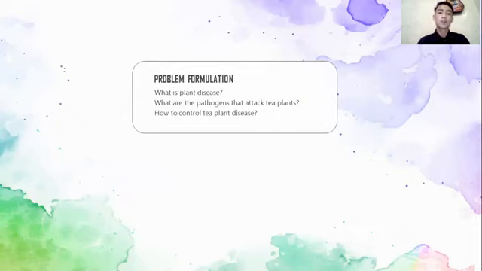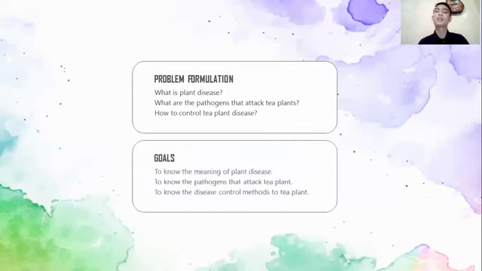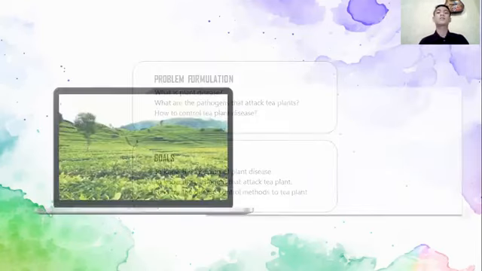Next is problem formulation. There is: what is plant disease, what are the pathogens that attack tea plants, and how to control tea plant disease. And the goals are to know the meaning of plant disease, to know the pathogens that attack the plant, and to know the disease control methods for the plant.